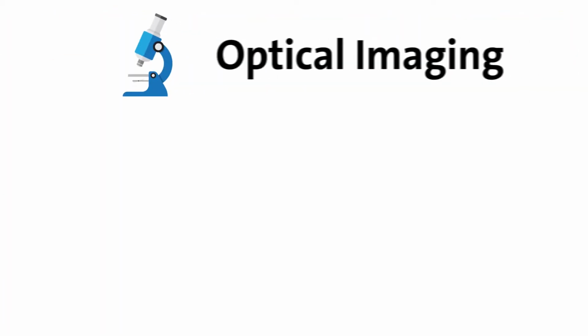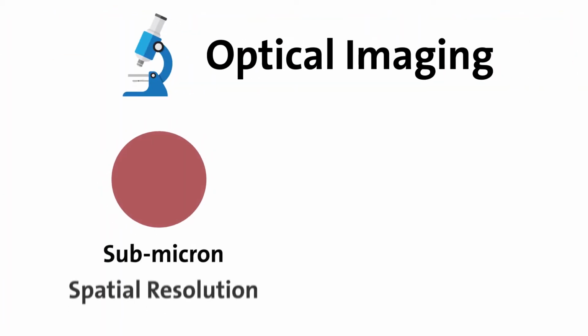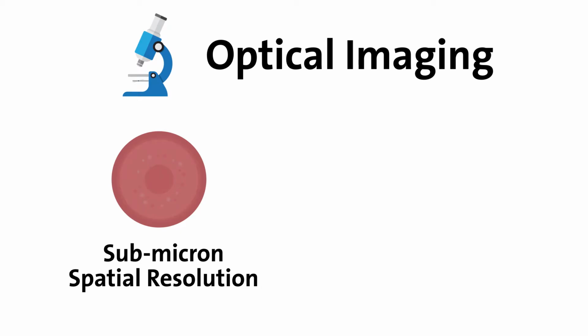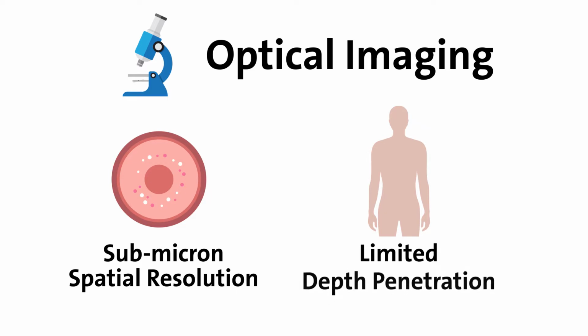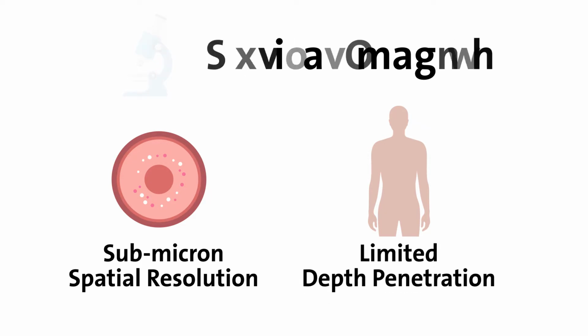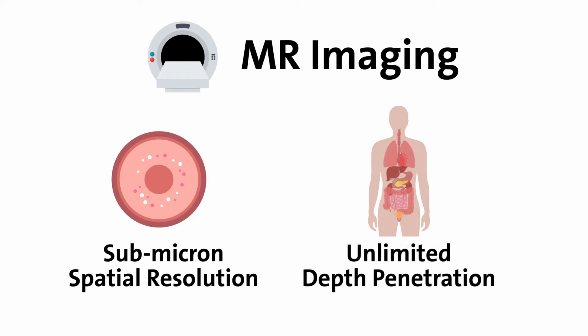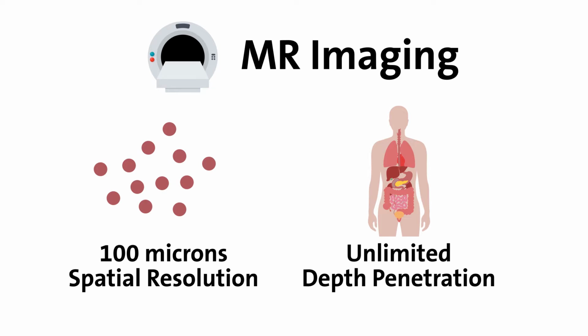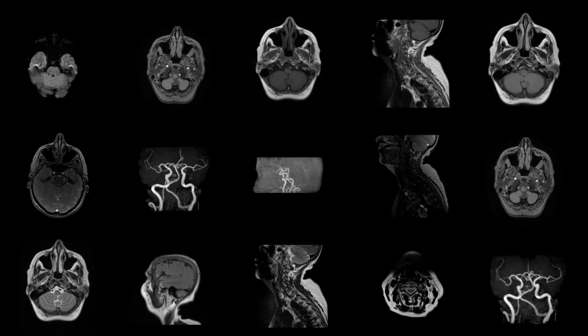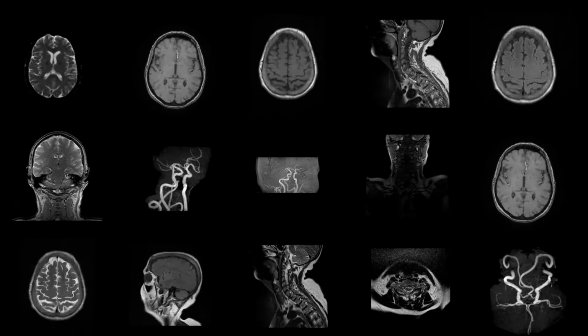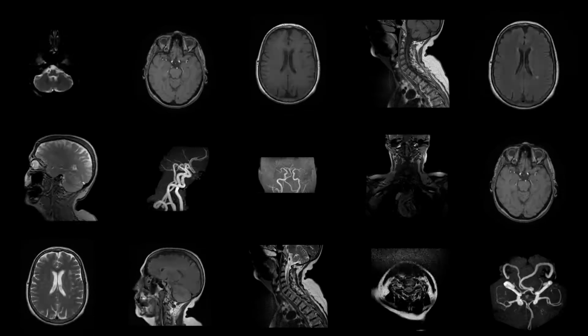Optical imaging has excellent spatial resolution, submicron, meaning we can see inside single cells. But it has limited depth penetration for looking inside whole animals. While magnetic resonance imaging has unlimited depth penetration, it has limited spatial resolution. This means you can only see things 100 microns, as opposed to submicron with optical. You can't see single cells, but you can obtain a 3D image of an entire animal or a patient.